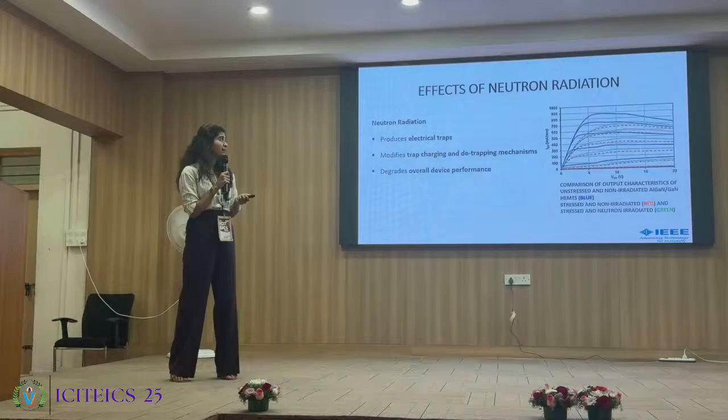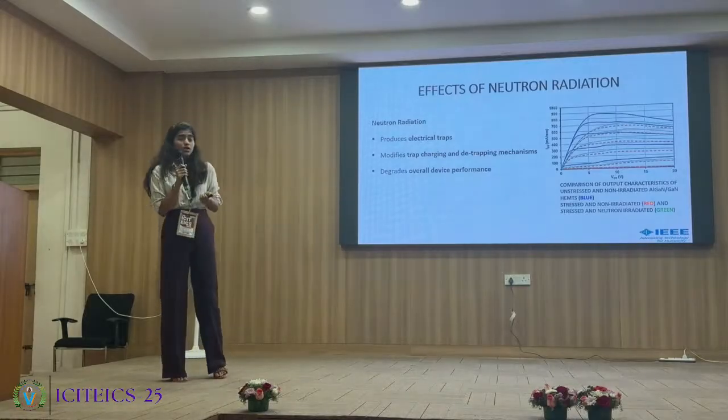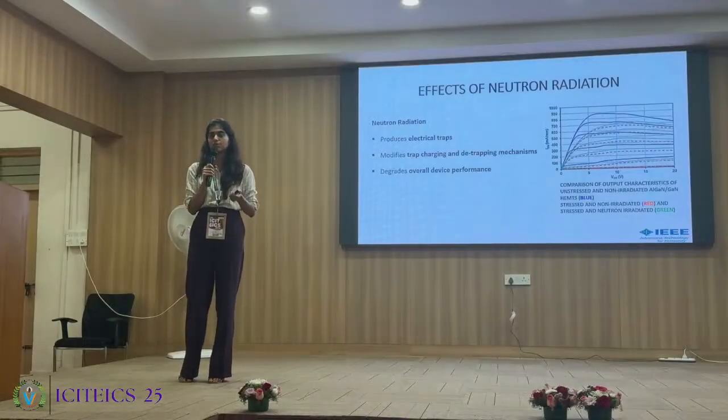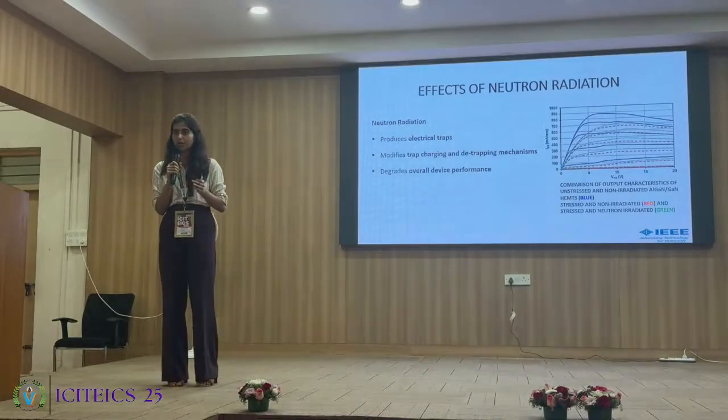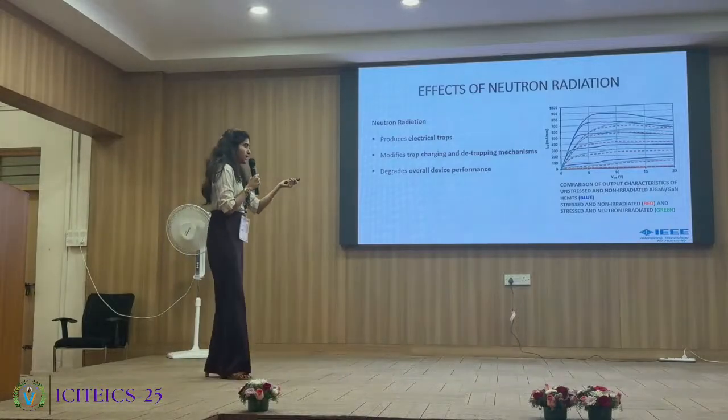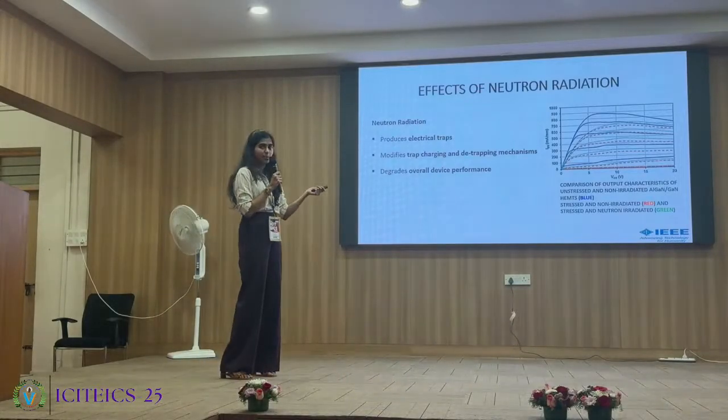Finally, we have the effect of the neutron radiation. The neutrons will interact with the materials quite differently. They'll form the deeper level traps, which will affect the charge trapping and the de-trapping mechanisms. That is the output characteristic graph for the three different samples.